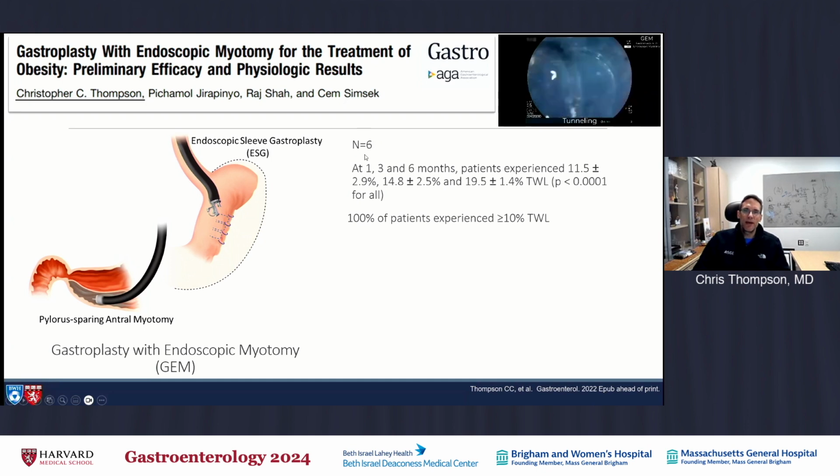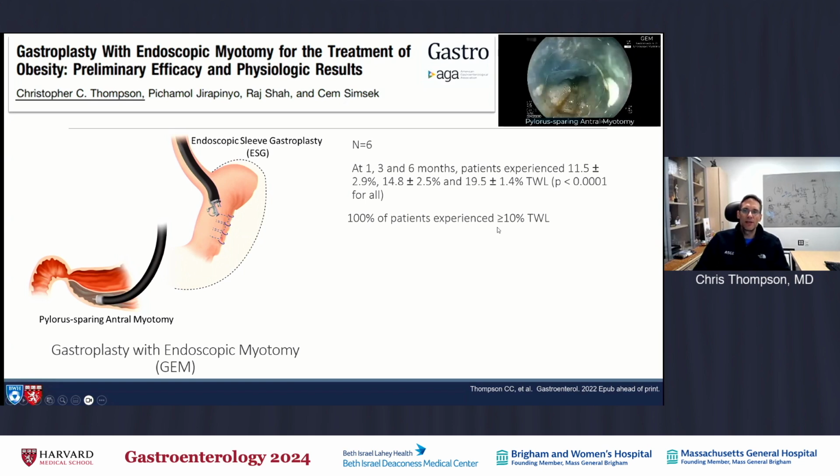And we studied 6 patients. We followed them for 6 months. They had a 19.5% total weight loss. But what we did here, and you can see in this video, was a myotomy of the antrum. So we basically made a long myotomy. We made a tunnel from the incisura to the pyloric ring. We did not cut the pyloric ring, left it intact. And then we do a long myotomy, about 15 centimeters in length, all the way back to the incisura. Then we close the tunnel.